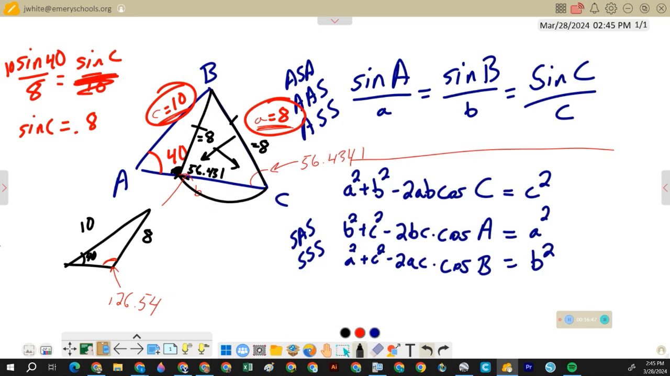Okay? And those are the two triangles. So they both have a 40, they both have a 10, they both have an 8, but that angle is 56.4, and in the other triangle, that angle is the supplement, which is 126.4. All right, now let's work a couple problems.